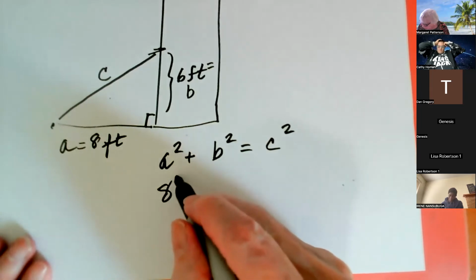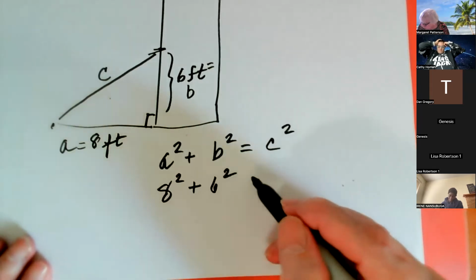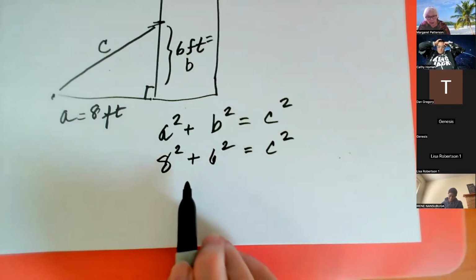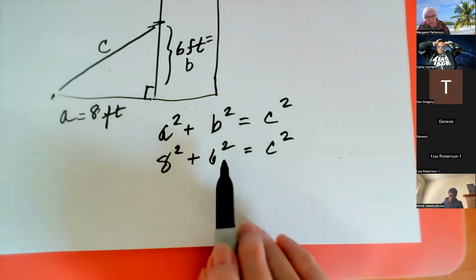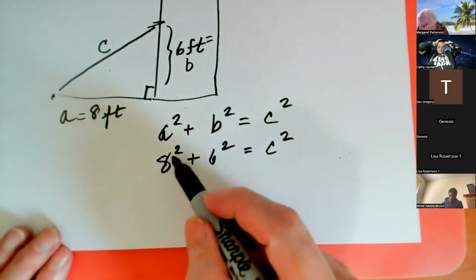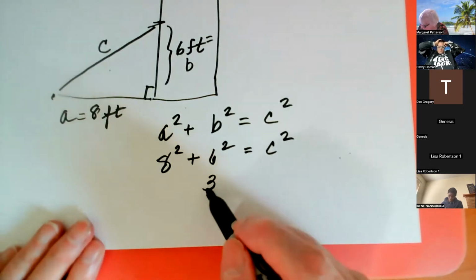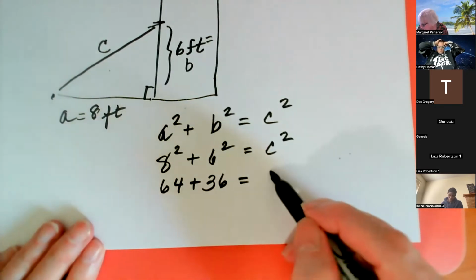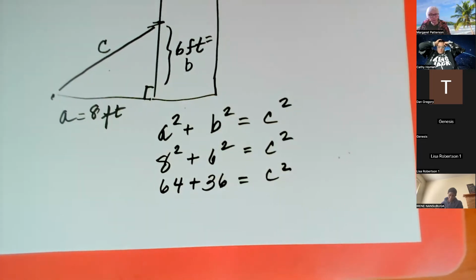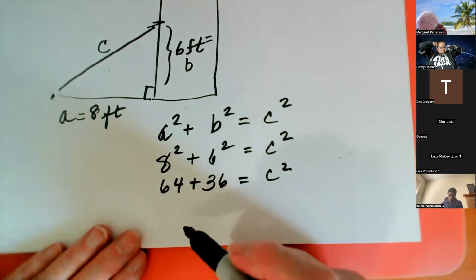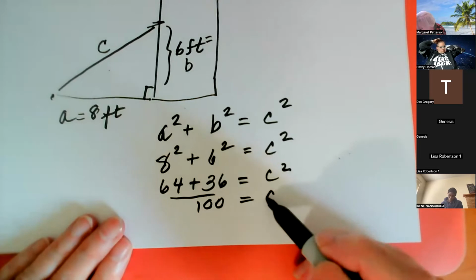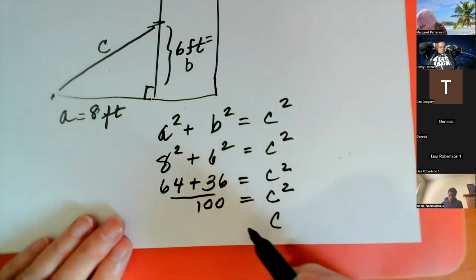So 8 squared plus 6 squared is C squared. I put 8 for A, 6 for B. 6 times 6 is 36, 8 times 8 is 64. Now what? Can anybody tell me what would make a next step? The sum is 100, so then it would be the square root of 100, which would be 10. Yes, exactly.